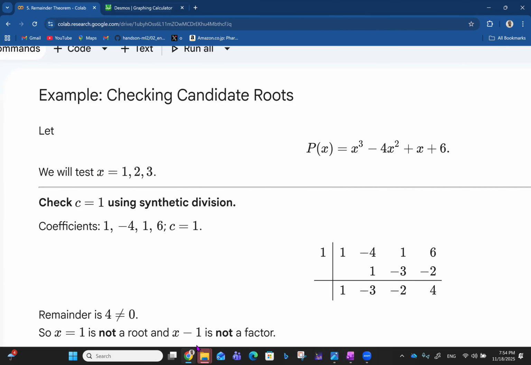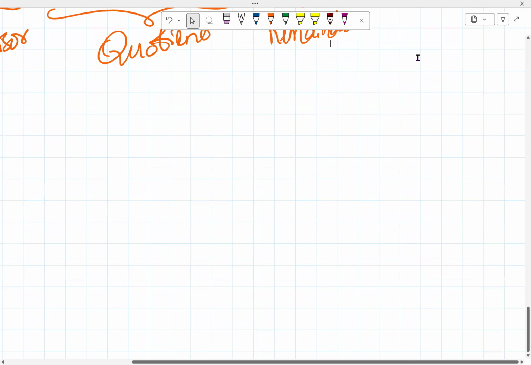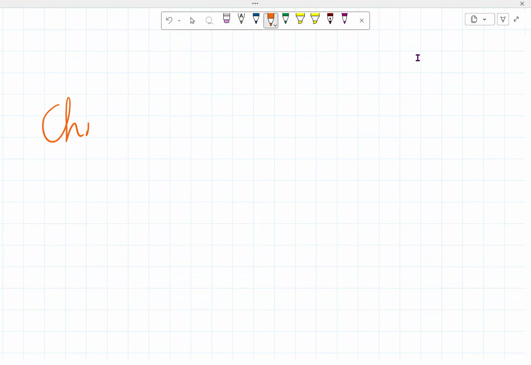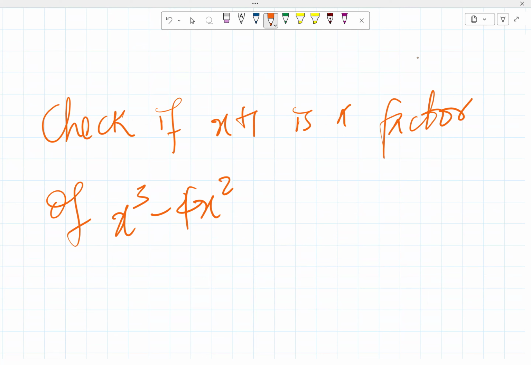So what I want to try now is to check if x plus 1 is a factor of x raised to power 3 minus 4x squared plus x plus 6.